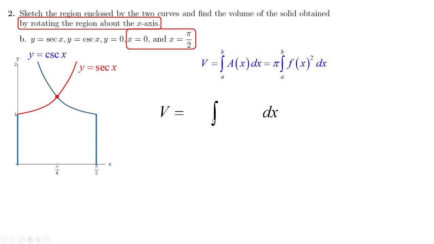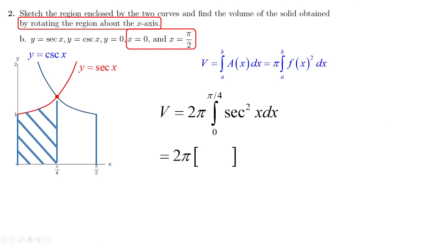Okay, so now it looks like I'm going to have some stuff out here. Let's go from 0 to pi over 4. So I'm going to do half of that, and then I got to multiply this by 2. So how about a 2 and then a pi right there? And then f of x, that's going to be the secant. Oh, and I see where this is going. Secant squared of x dx.